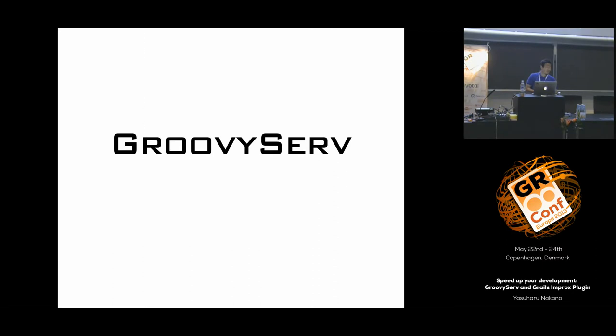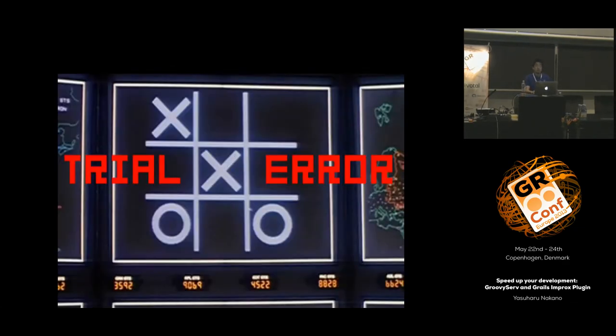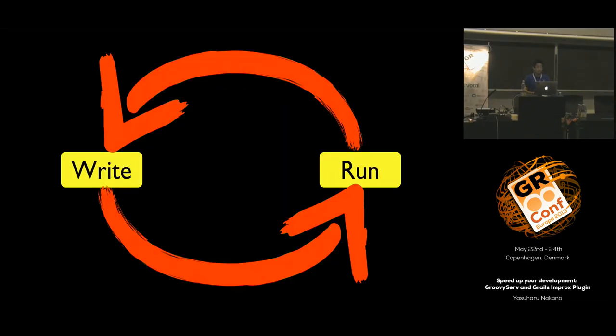Let's begin. The first topic is GroovyServ. Let us suppose the situation of developing a Groovy script. The common strategy is trial and error: writing and running, and writing and running. It's important to repeat writing code and running it in order to make sure that it works well and is along your intention. The script is gradually approaching the goal.